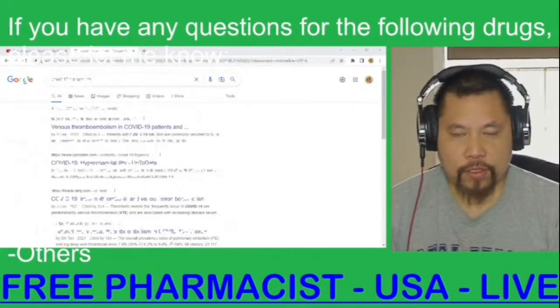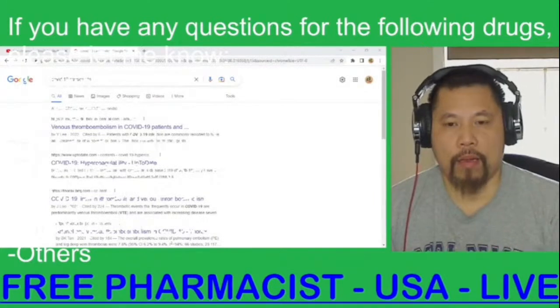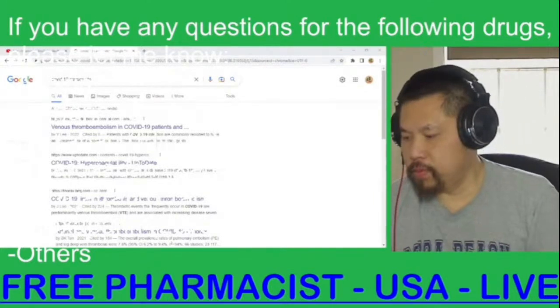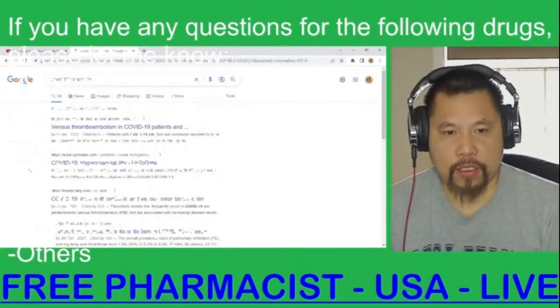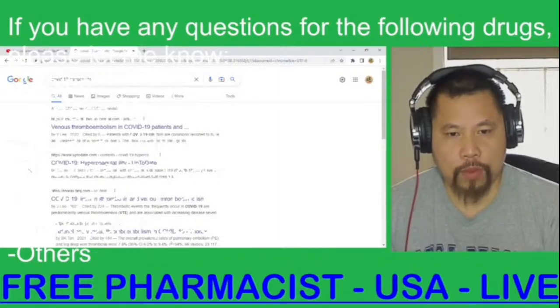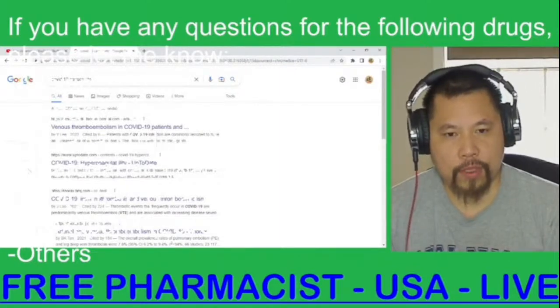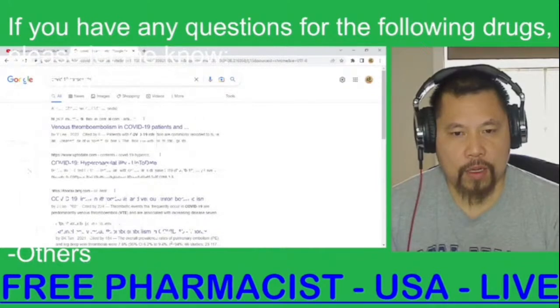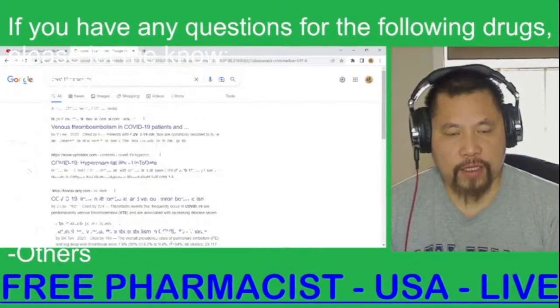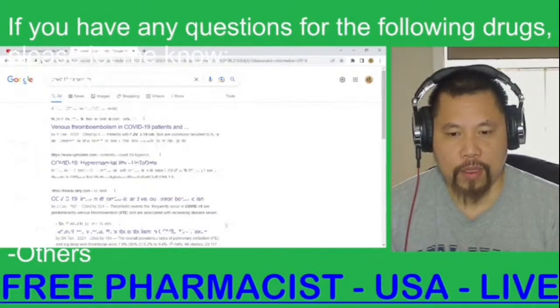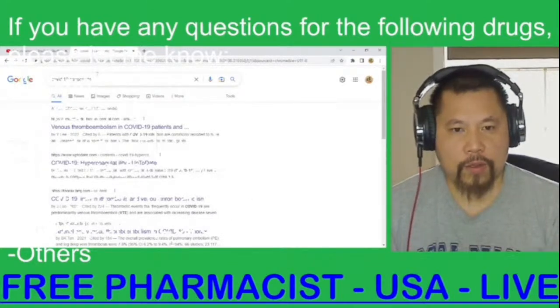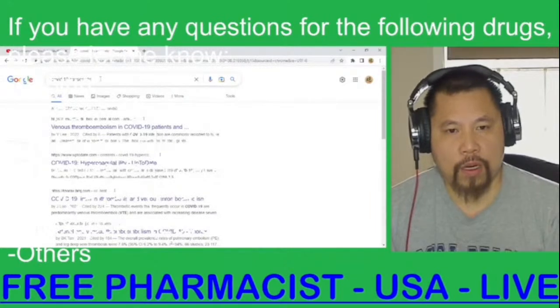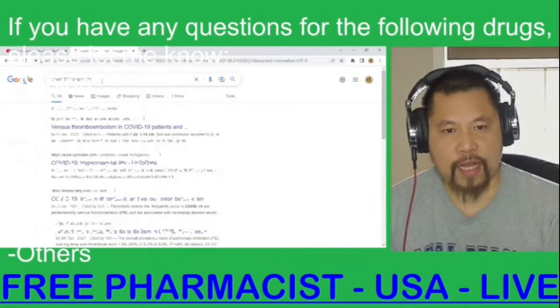COVID-19 caused VTE, venous thromboembolism, DVT or PE, thrombosis or embolism. You can go to Google and type "COVID-19 caused VTE."